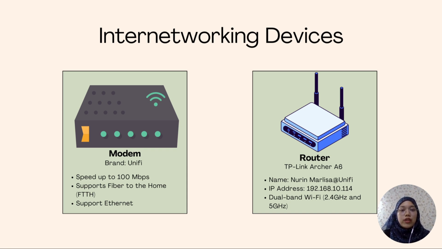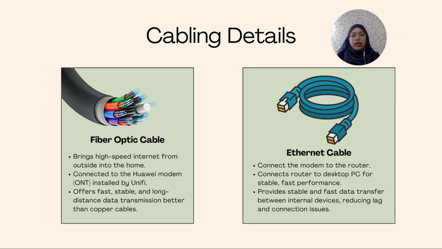And the second networking device in this home network setup is the wireless router, which is the TP-Link Archer A6. The specification for the router is that it has dual band Wi-Fi, which are 2.4 GHz and 5 GHz, and the SSID for the router is Nurin at Unifi, and the static IP address is 192.168.10.114.